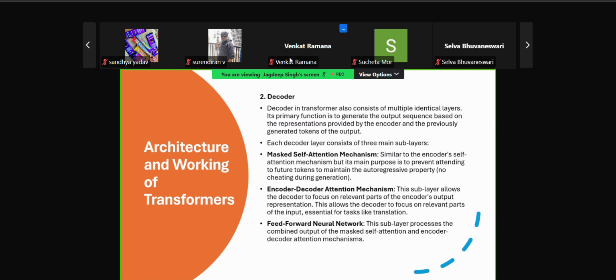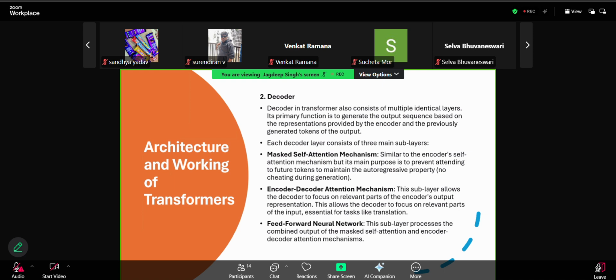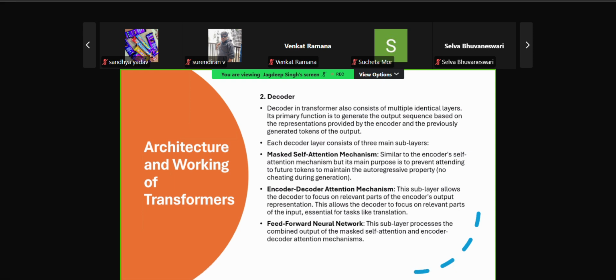Next, on the side of the output is the decoder. The decoder in a transformer also consists of multiple identical layers. Its primary function is to generate the output sequence based on the representations provided by the encoder and the previously generated tokens of the output. When you implement this tokenization, then you can easily understand the previously generated tokens of the output.